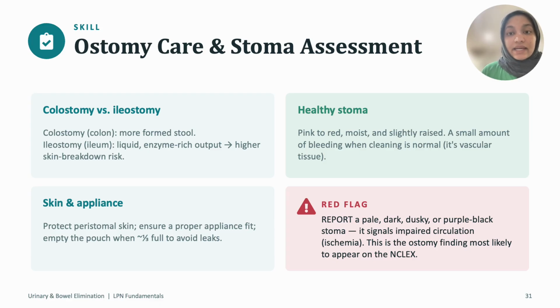Now, the assessment that gets tested is that a healthy stoma is pink to red, moist and slightly raised, and a little bleeding when you clean is normal because it's vascular tissue. The red flag you'll see in questions is a pale, dark, dusky, or purple stoma. That means the blood supply is compromised, is ischemic, and you have to report it right away. Also, empty the pouch at about 1/3 full.